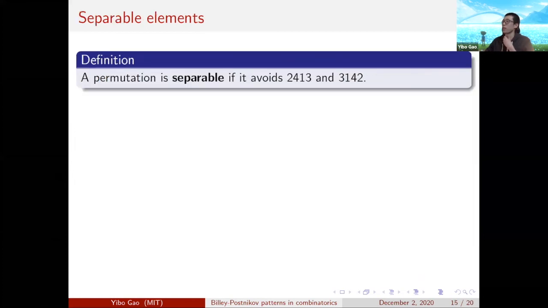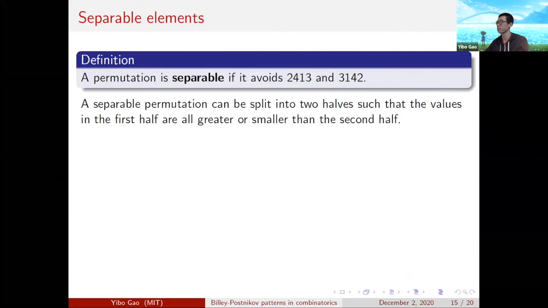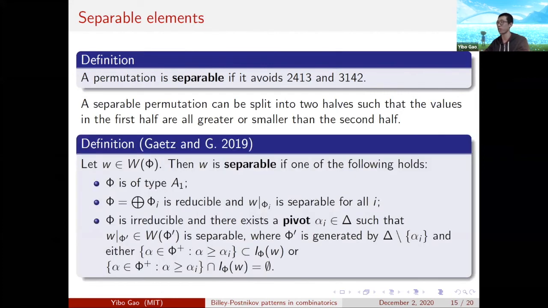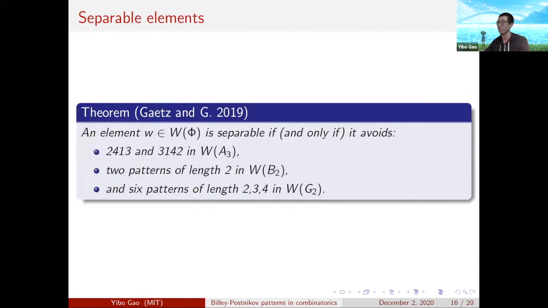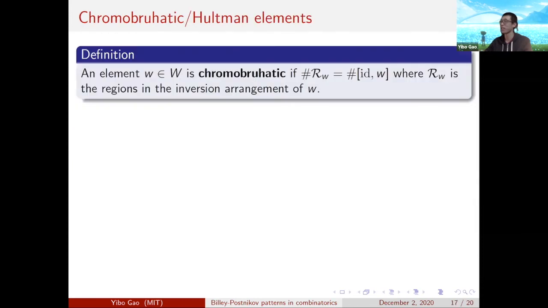Okay, so separable elements. These were covered in talks by Christian in your seminar last semester, I believe. A permutation is separable if it avoids 2413 and 3142. It has some very nice properties and a very complicated definition in other types with some pattern avoidance. After this point are some open problems.